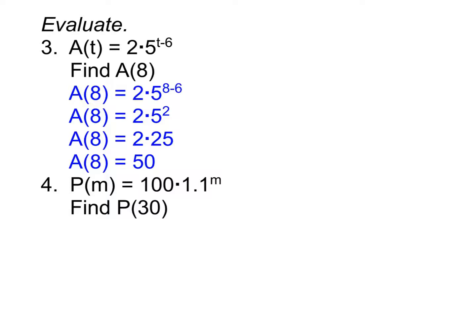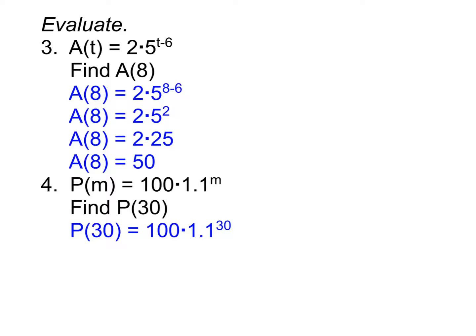And the last one, number 4 here. We're plugging 30 in for m here. So it's going to be our exponent. So we have p of 30 equals 100 times 1.1 to the 30th. This is definitely calculator work here. So first thing up, do the 1.1 to the power of 30.